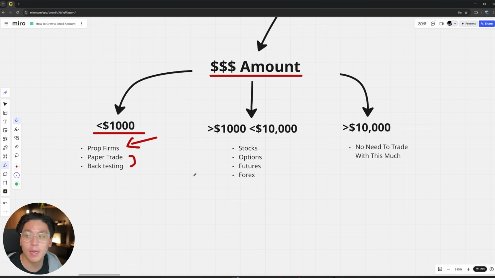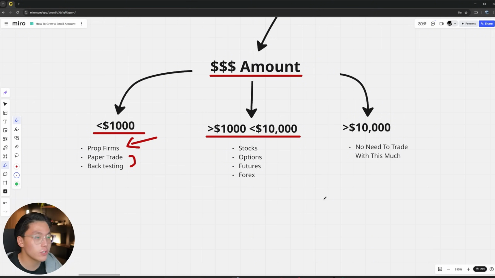They've recently become fairly popular in the past few years. I know plenty of traders myself that have taken a very small amount of money into a large sum of capital, but that is done only when they had a proven edge in a proven system. Now let's talk about in between $1,000 and $10,000.